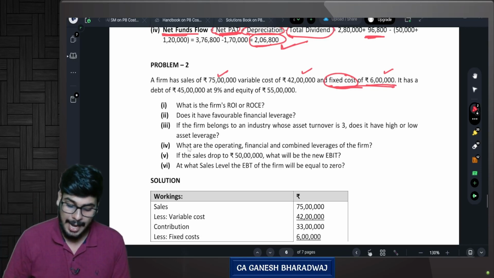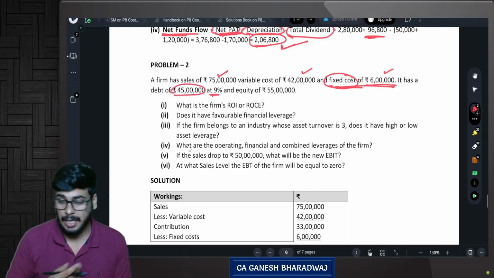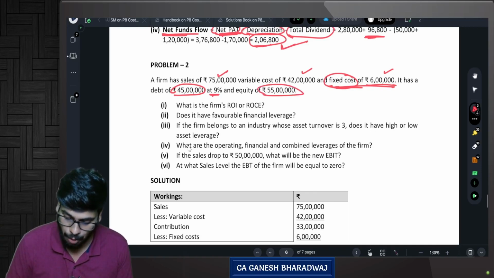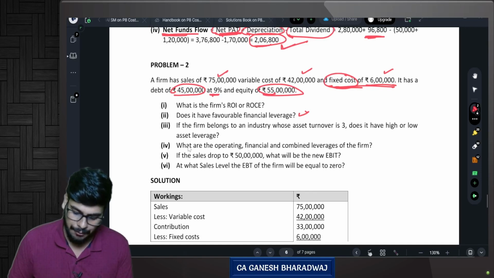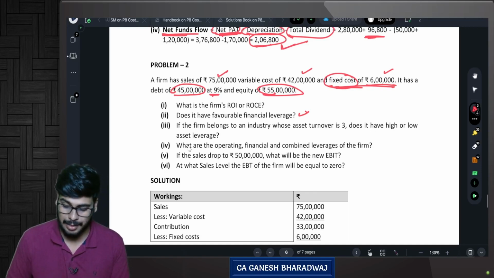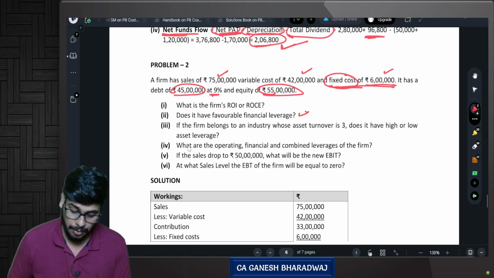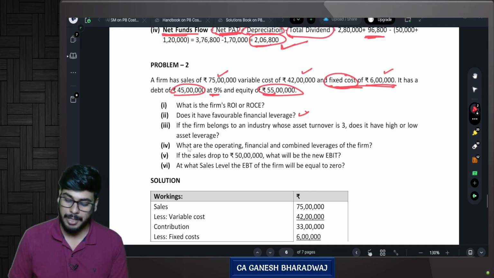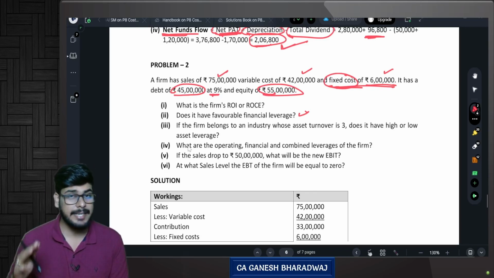6 lakhs. Then it has a debt of 45 lakhs at 9%, that is the debentures interest rate is 9%, and the equity has a value of 55 lakhs. Now they've asked a few questions. What is the firm's ROI or ROCE? ROI stands for return on investment. ROCE stands for return on capital employed. Both are same. Does it have favorable financial leverage? If the firm belongs to an industry whose asset turnover is 3, does it have high or low asset leverage? What are the operating, financial, combined leverages of the firm? If the sales drop to 50 lakhs, what will be the new EBIT, and at what sales level the EBT of the firm will be equal to 0? 6 subdivisions they have asked.